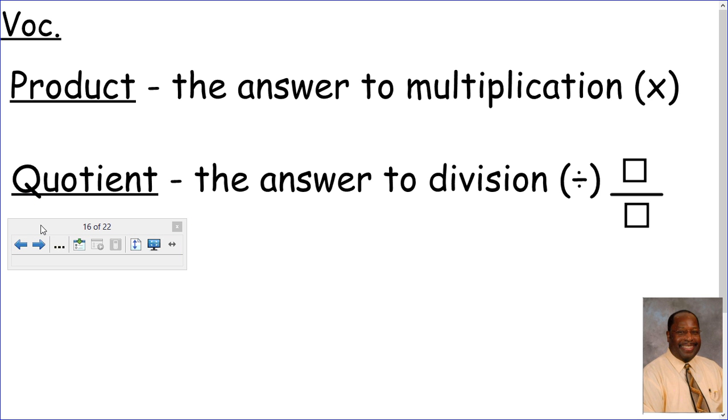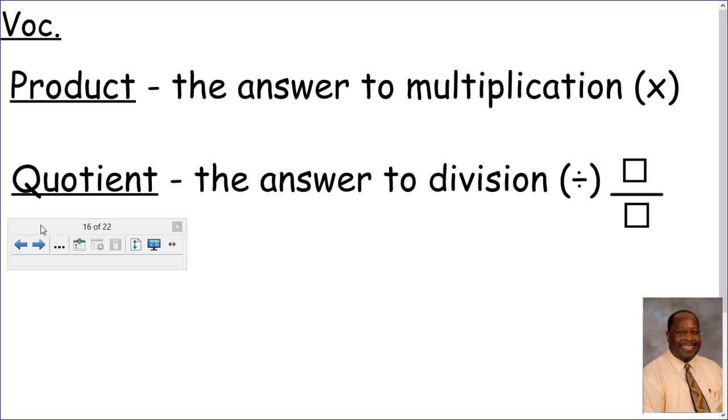Our first word is product, the answer to multiplication. There's the times sign you should be familiar with. Quotient is the answer to division. There's a divide sign, but I want you to also notice that symbol that looks like a fraction with the boxes there. That is also a way to represent a division problem.